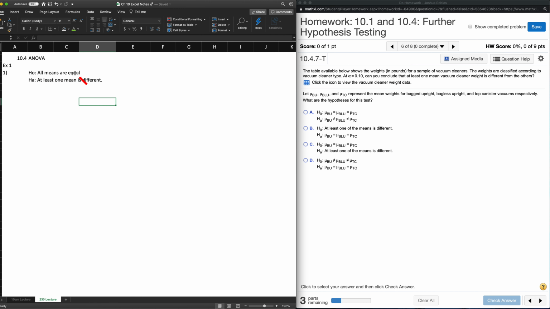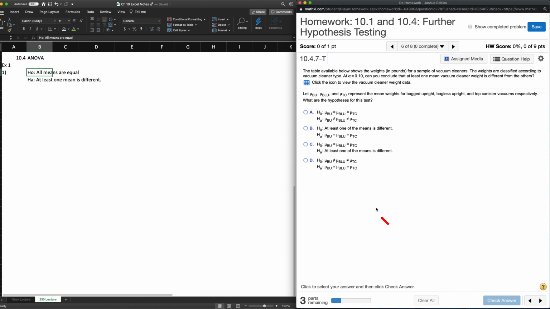All that's going to change is how many different means you have. So the null hypothesis is all of the means you have are equal. So that'll normally be written as however many different means you have will all be equal to each other. So answer choice A here is a correct null hypothesis. Answer choice B looks like a correct null hypothesis.